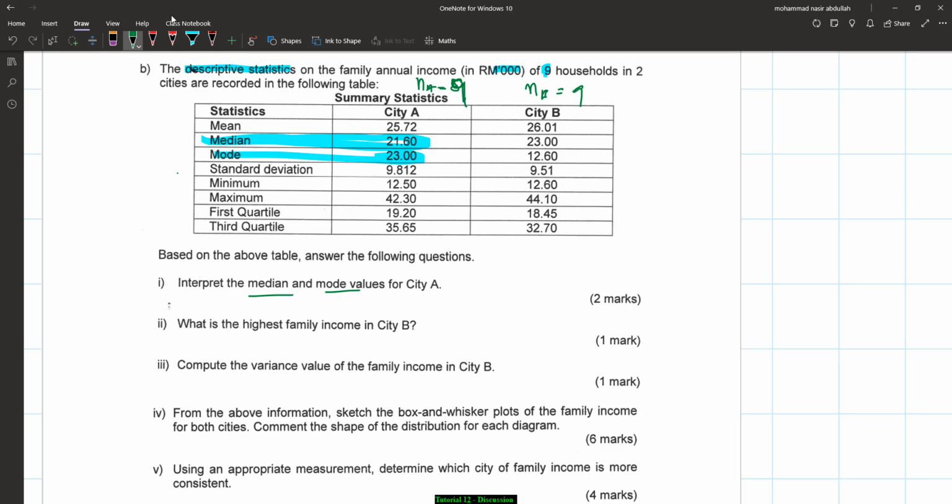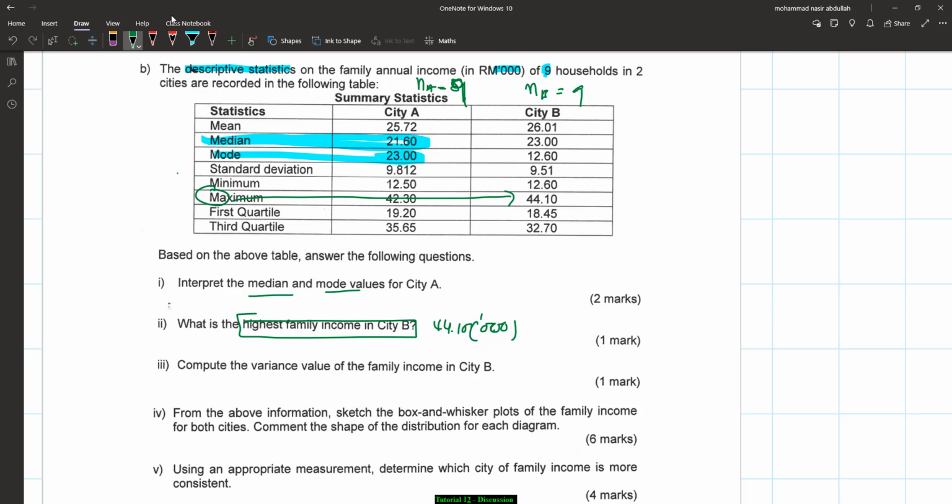Yep. Okay, the modal value: most of the households have an annual income of 23.0 thousand. Right, this is for city A. So what is the highest family income for city B? The highest is the maximum value. So this one should be 44.1 thousand.